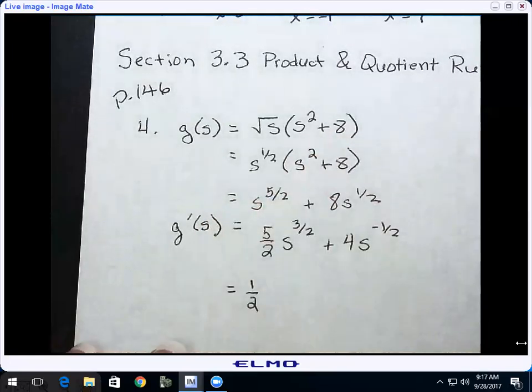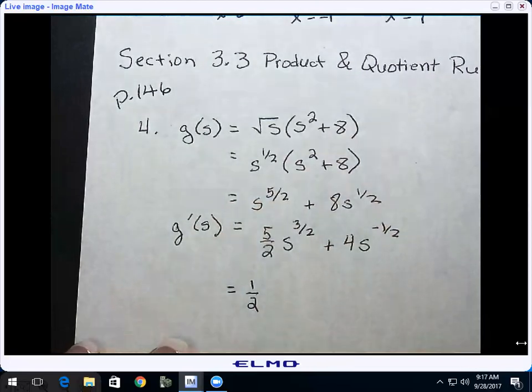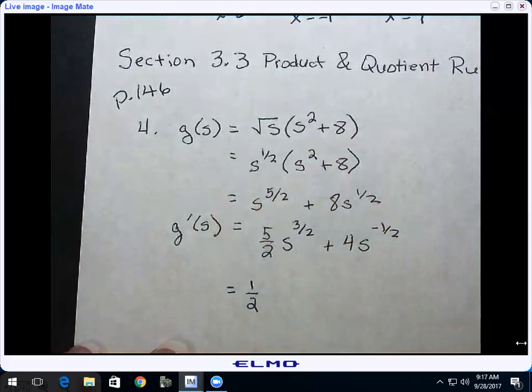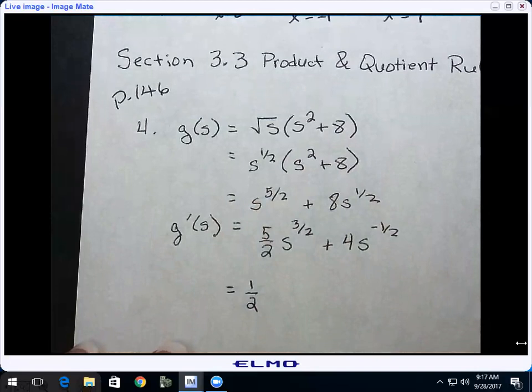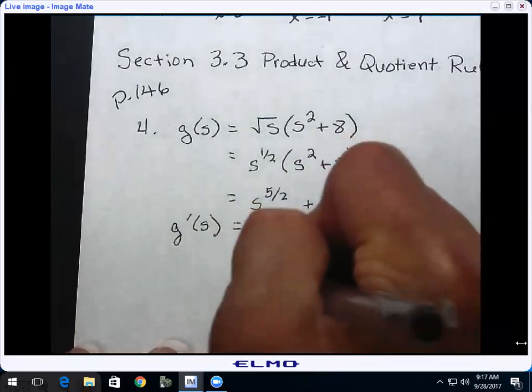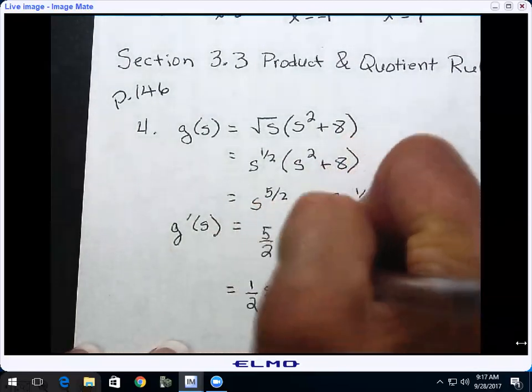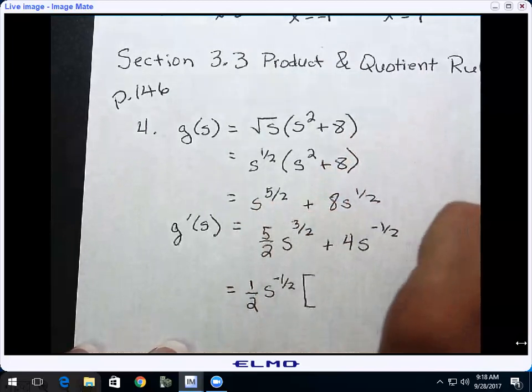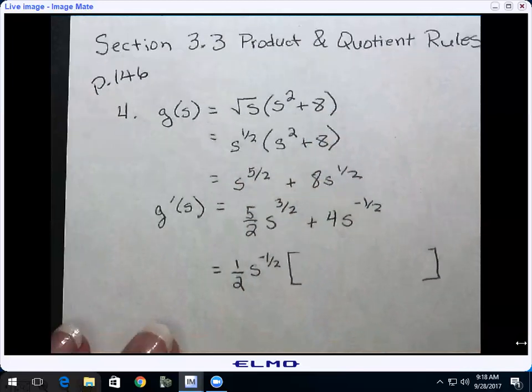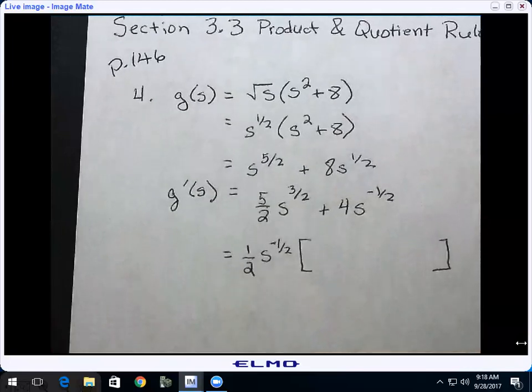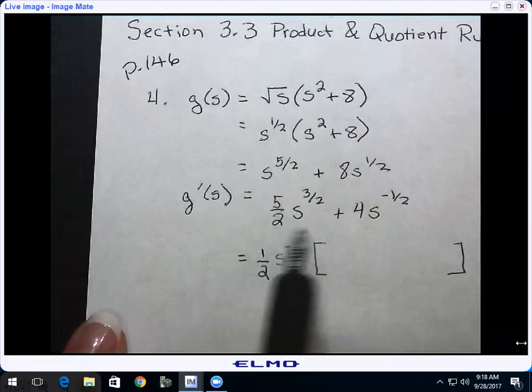I can factor out 1 over the denominator, whatever the denominator is. And what power of s could I factor out? Lowest exponent is negative 1/2. That's the GCF. Now, if I factor that out of the first term, what's going to be left?